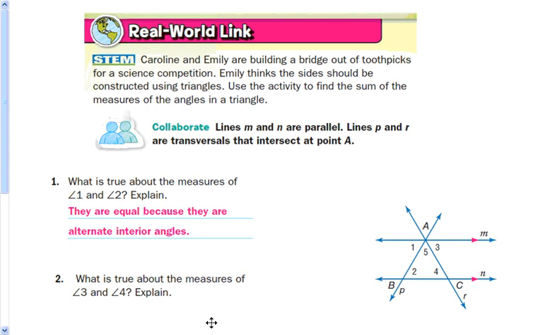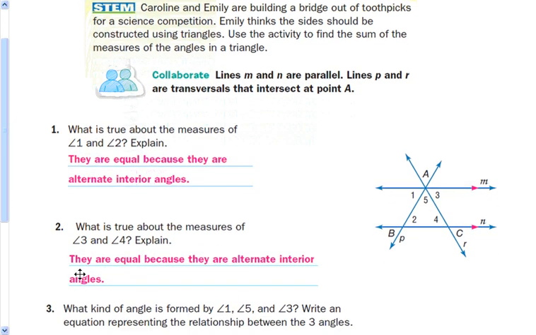Okay, now what is true about angles 3 and 4? Okay, so let's look at angles 3 and 4 right here. Again, they're on the inside, right? And they're alternate. So this is the same answer. Okay, they are equal because they are alternate interior angles.